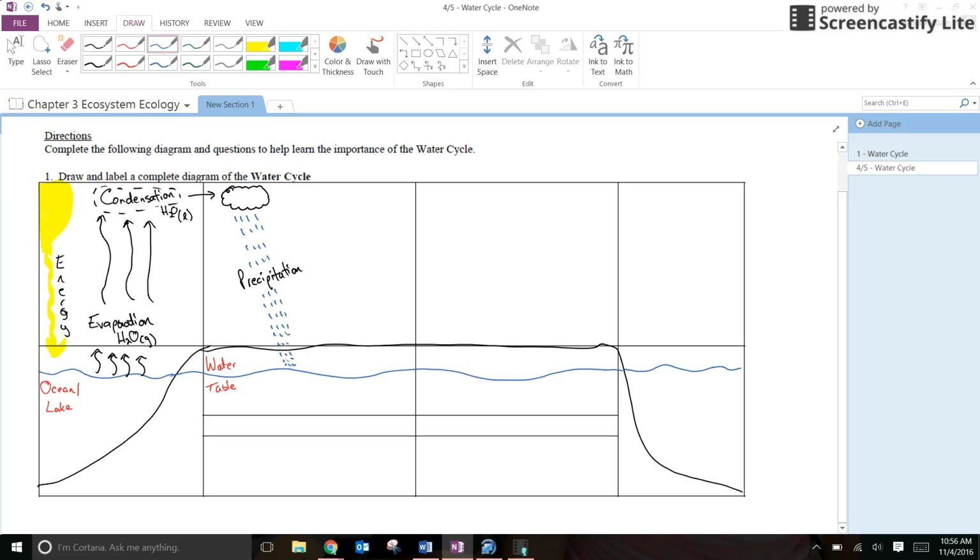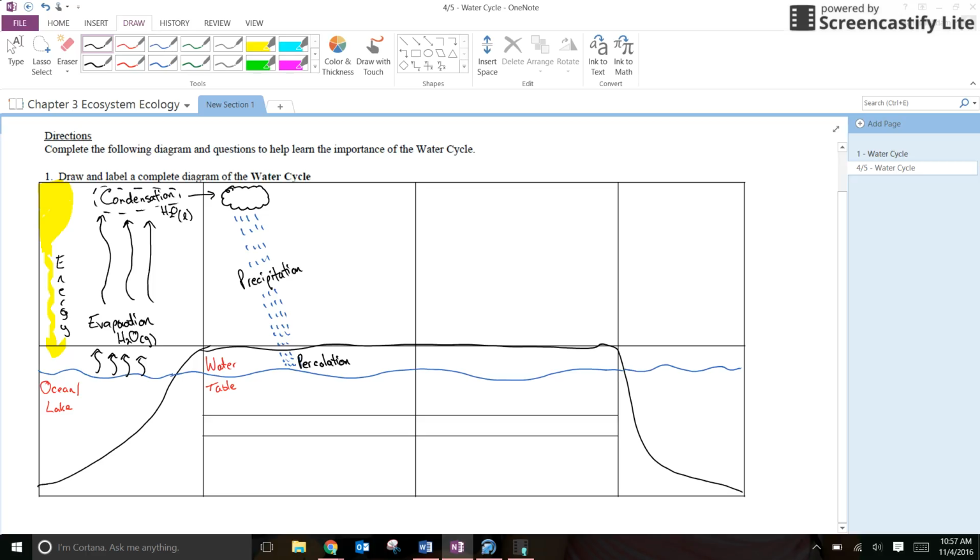The process of water moving through the soil to the water table is called percolation. Percolation. That's one thing that water can do. And percolation is the movement of water through soil to the water table.